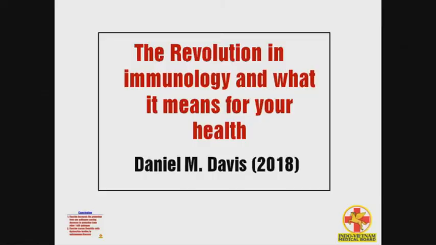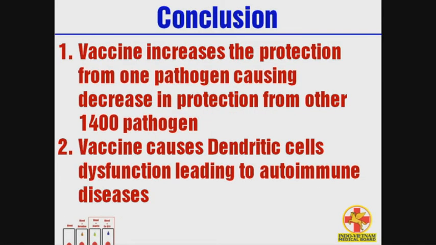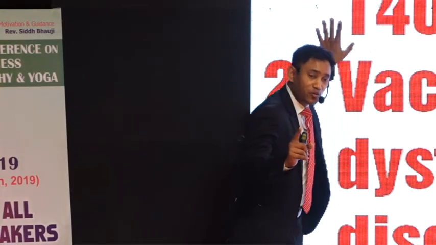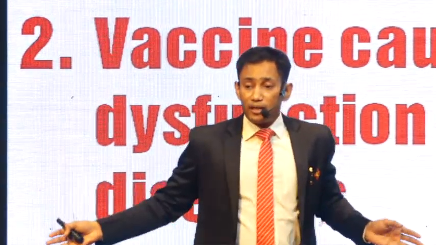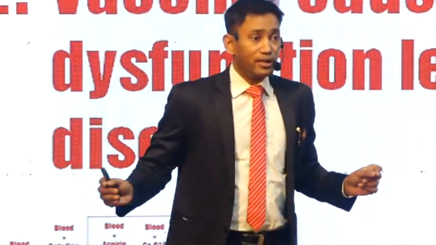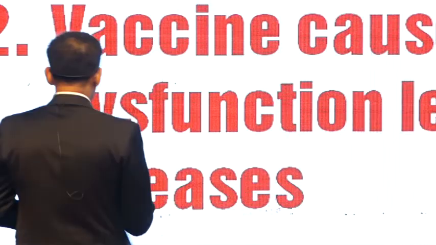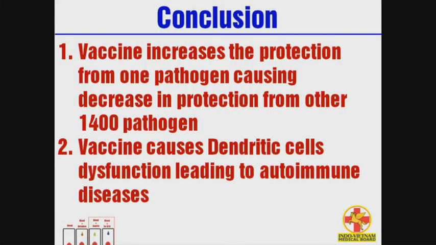The conclusion till now, what we have understood till now: vaccine increases the protection from one pathogen, causing decrease in protection from other 1400 pathogens. The choice is yours. You want to get protected from one, but at that cost of getting more chances of being killed by other 1400 pathogens.